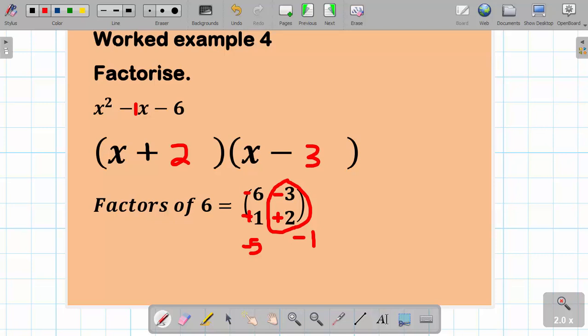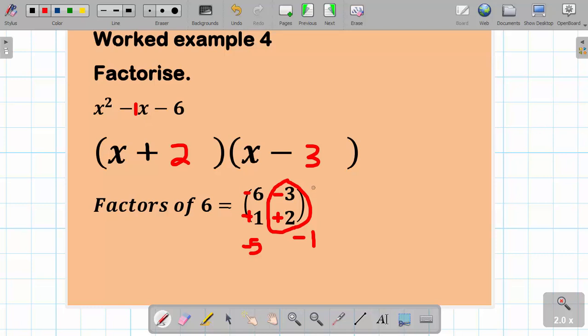Let me explain again. Because of this minus here, I'm going to have two brackets multiplied, but with different signs in the brackets. That's to say with a plus and a minus together. Then get the factors of 6, but the larger factor must have the sign of the coefficient of the middle term, which is negative here. In this case, I had 6 and 1, and then 3 and 2. 6 is bigger than 1, that's why I made it negative 6. But negative 6 plus 1 gives me negative 5, which is not the middle term, so I don't consider that.